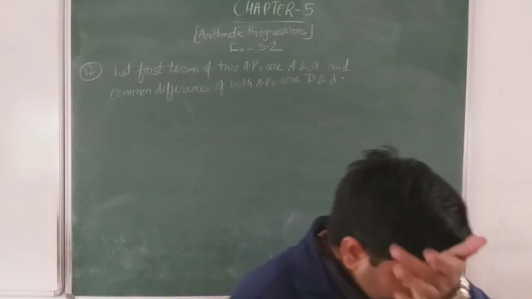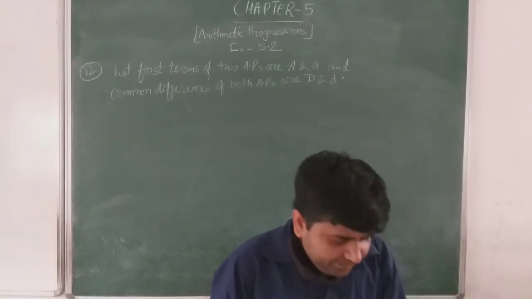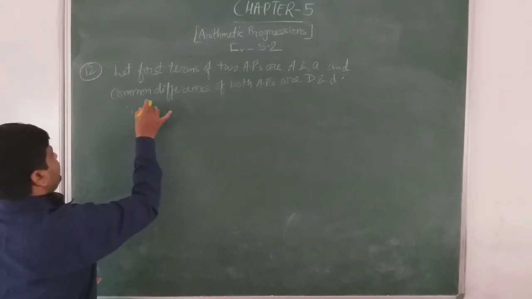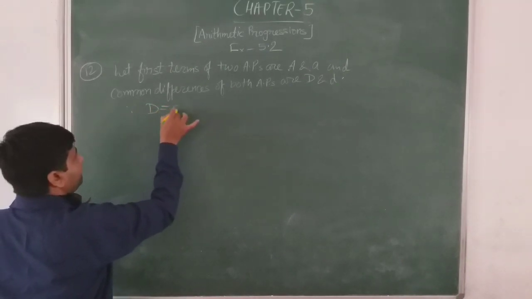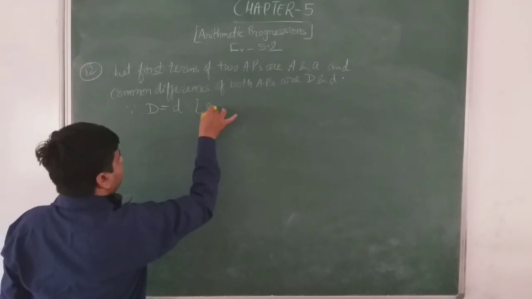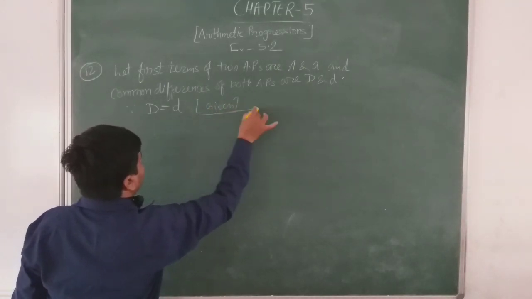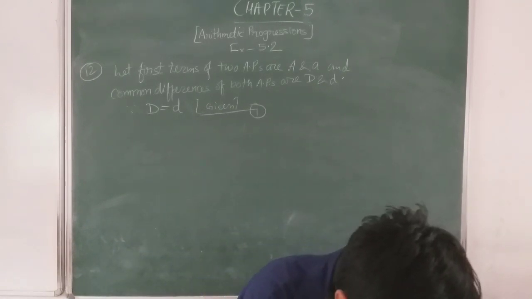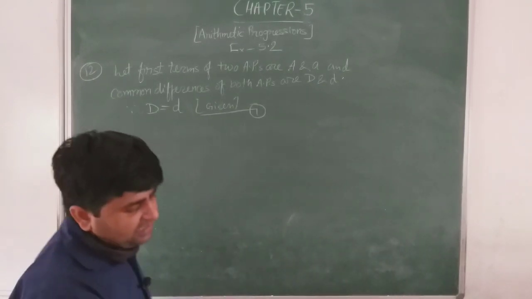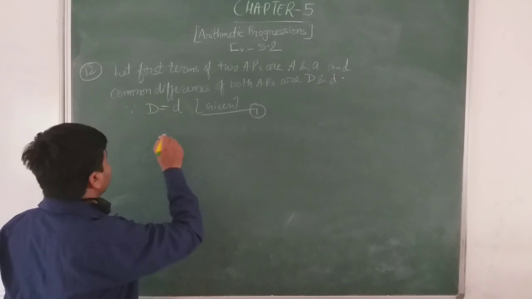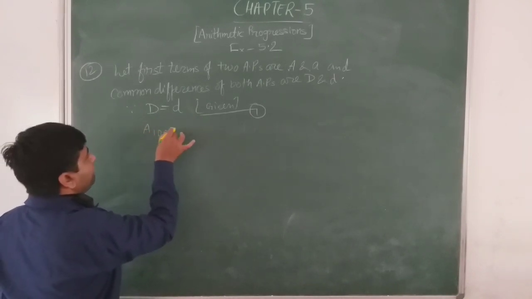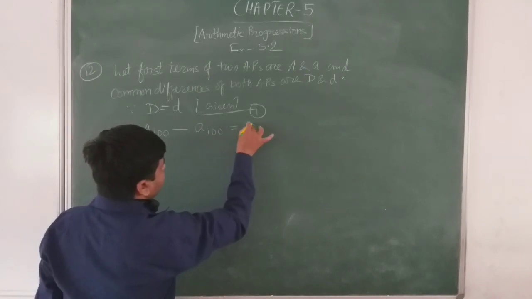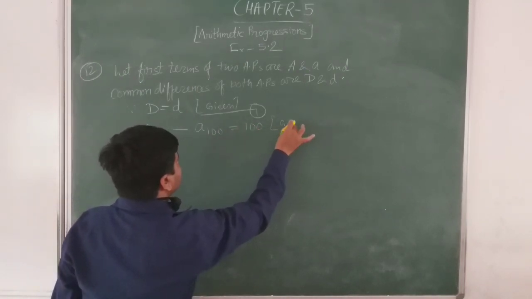नाउ व्हाट इज गिवन? फर्स्ट लाइन इज टू APs हैव द सेम कॉमन डिफरेंस. तो कॉमन डिफरेंस सेम होगा, दैट मीन्स कैपिटल D इक्वल्स टू स्मॉल d. इट इज गिवन. नाउ वी एज्यूम इट इक्वेशन 1. आफ्टर दिस इट इज गिवन हियर दैट the difference between their 100th term is 100. 100 terms का difference, first AP का 100 term means A100 minus second AP का 100 term means small a100, and it is given 100.